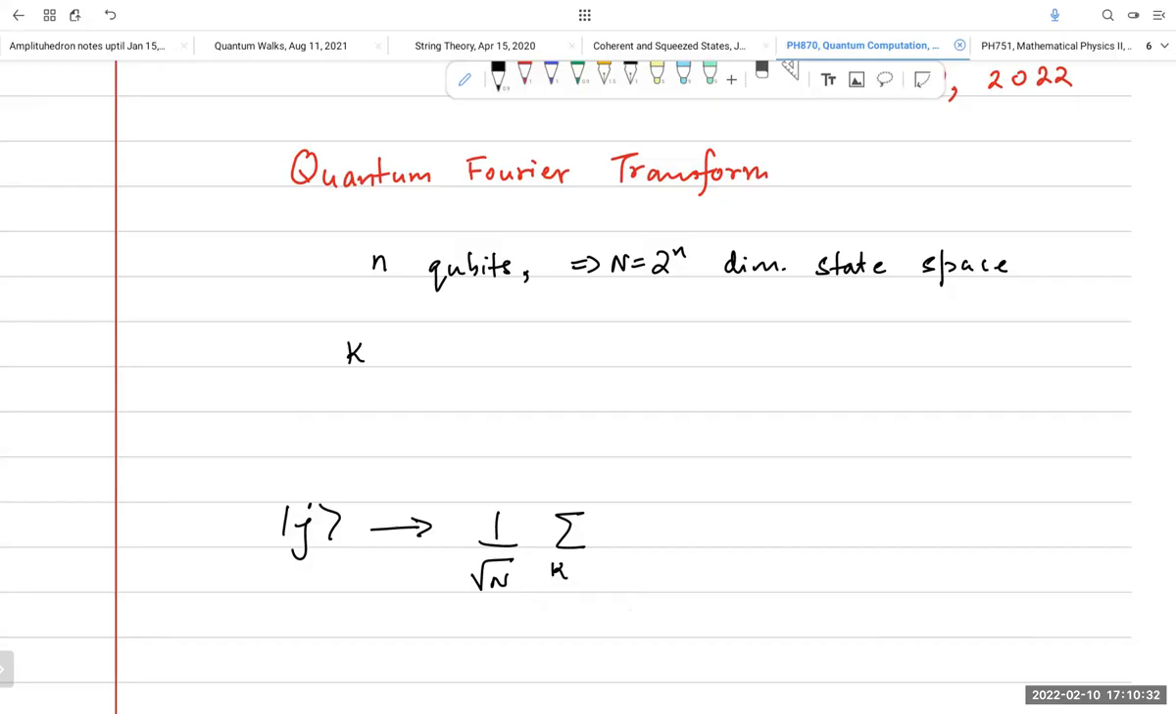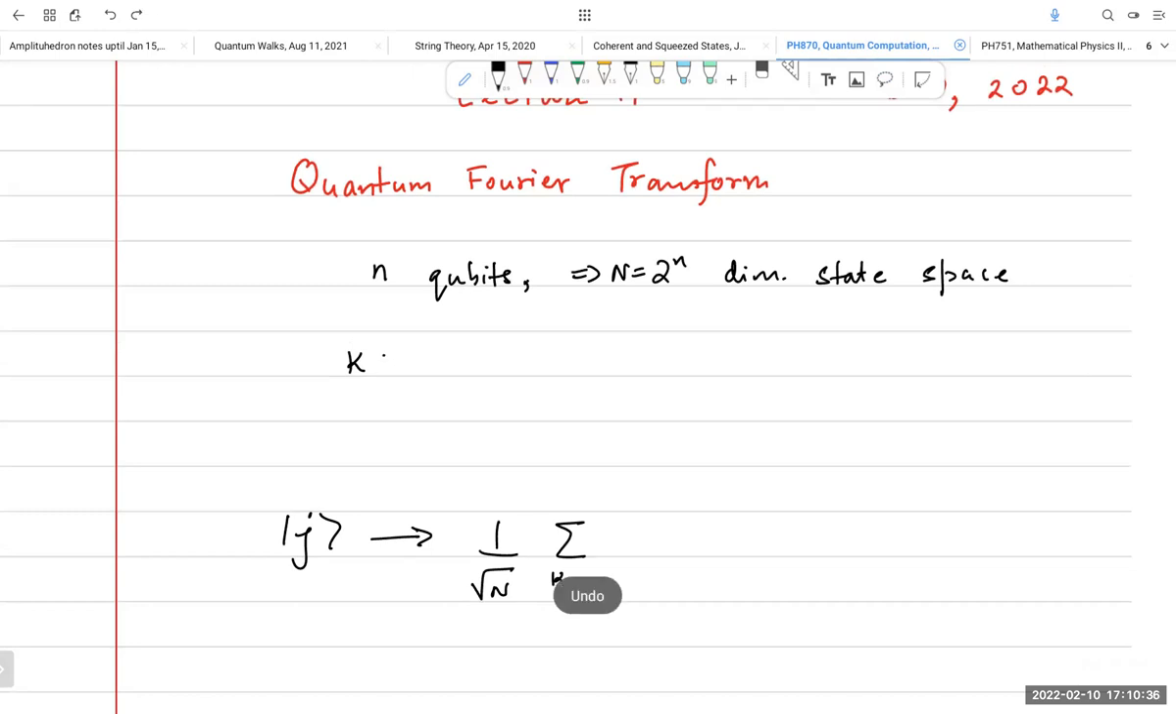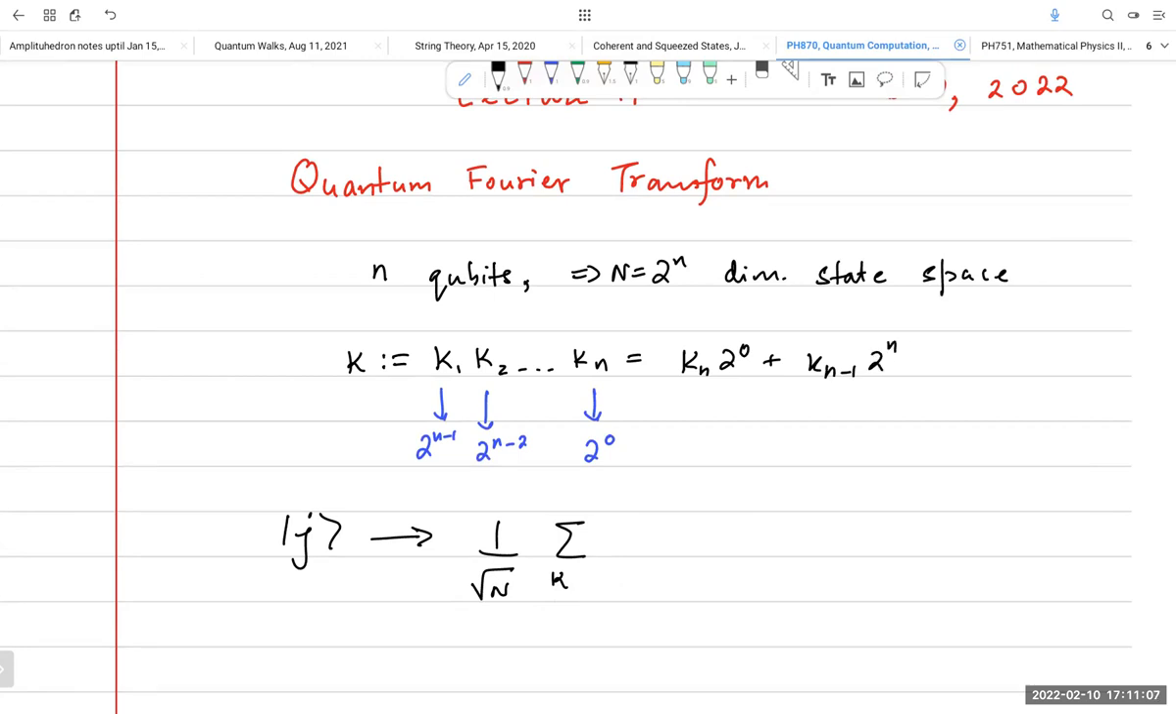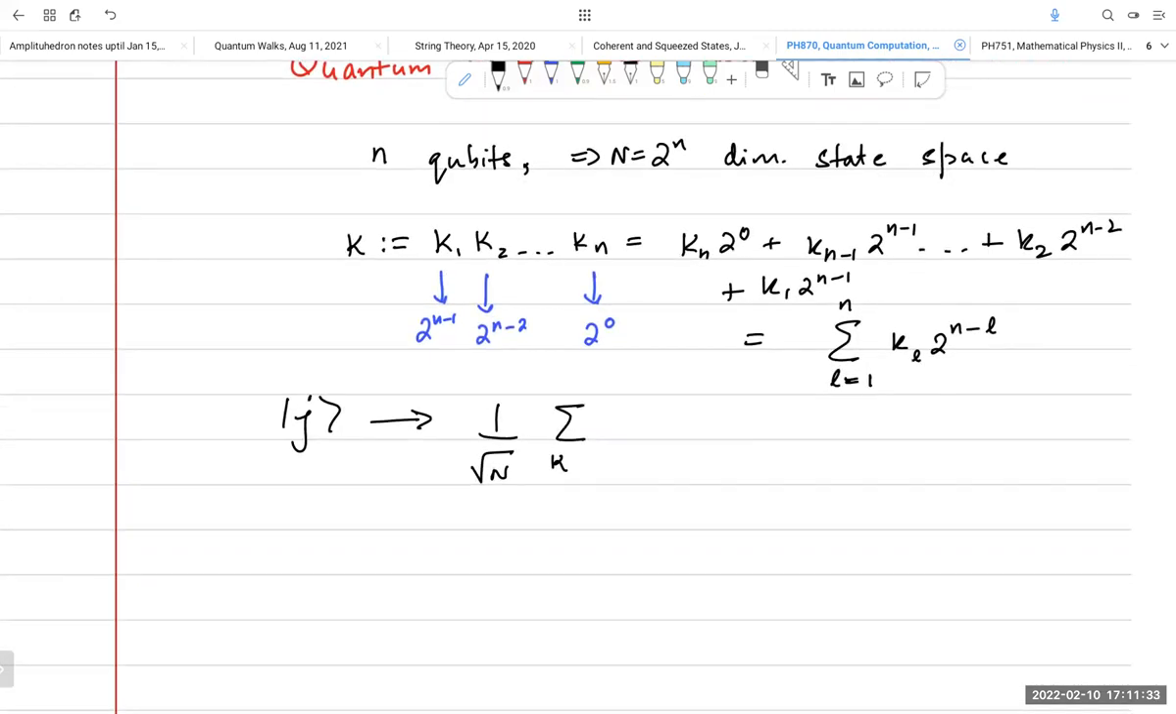Along the way we will need a couple of useful expressions. If you have any number, you can write it in its binary form in this way, where the respective positions determine the significance of the digit. So this expression becomes k equals the sum over l equals 1 to n of k_l times 2 to the n minus l. This convention will save us some trouble a little bit later.